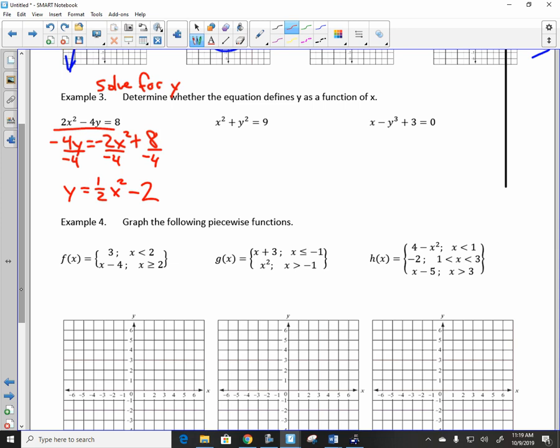Give me a number. 3. Ugh. 4. 4 squared is 16 times 1/2 is 8 minus 2 is 6. You plugged in 4, you got 6. You give one input, it gets one output. Agreed? This is a function.